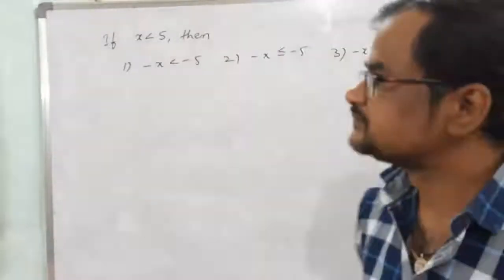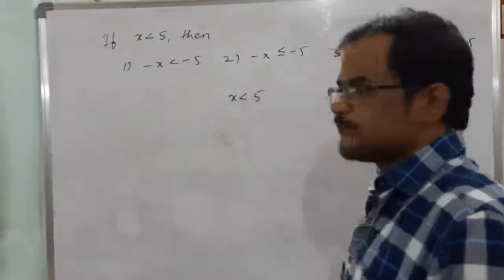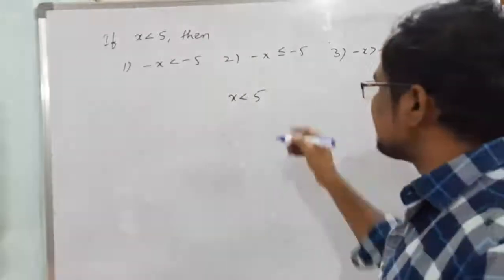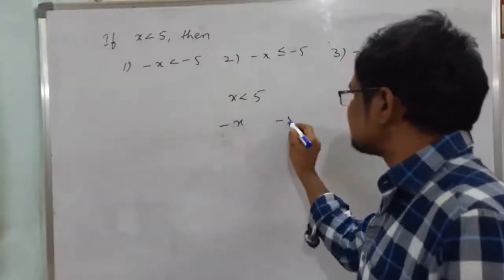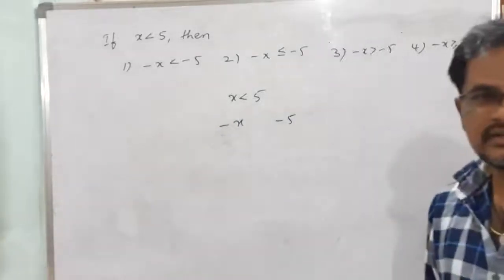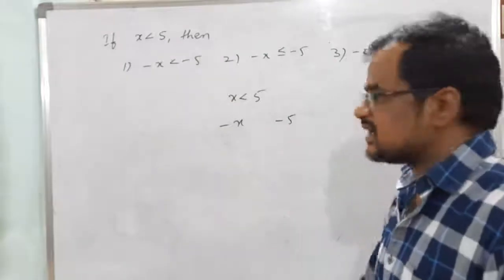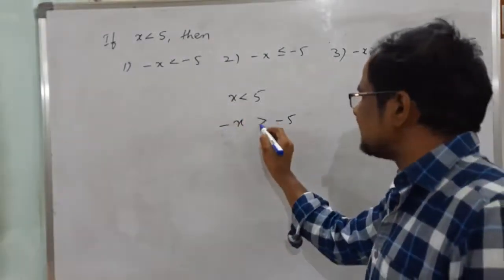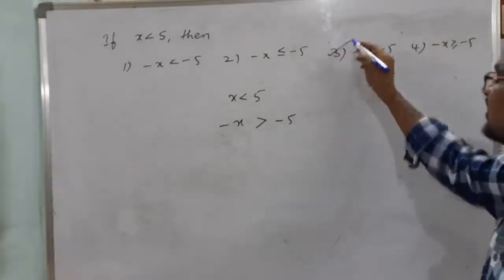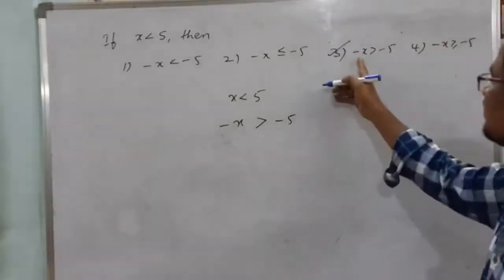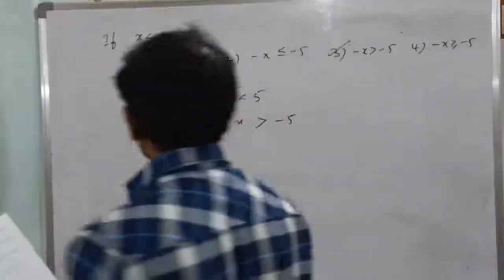So according to the options we have to simplify this one. How to do? See, here given x less than 5. So multiply with minus, minus x, here minus 5. But if you multiply with a negative real number, then this inequality reverses. Less than becomes what? Greater than. Now check the answer. Minus x greater than minus 5. So our answer is minus x greater than minus 5.